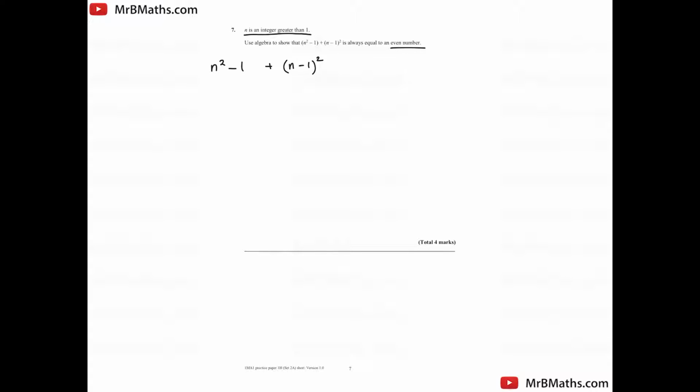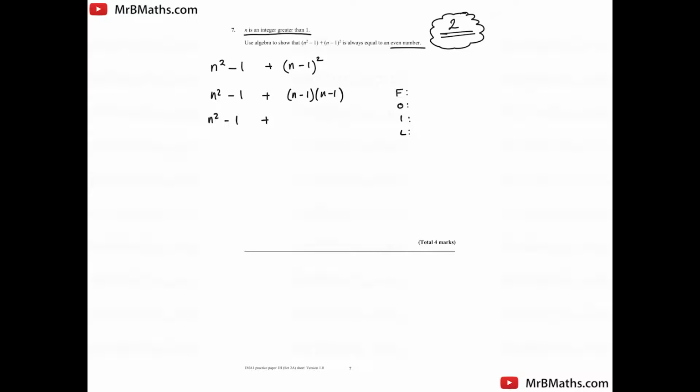Now an even number would need to have a factor of 2. So let's just try this out. So let's just keep this in mind for now. So let's expand this out. So we've got n squared minus 1 plus n minus 1 all squared, which would be 2 sets of brackets of n minus 1. Now if I remember FOIL, you can write it out like this if you'd like, or do it quicker.